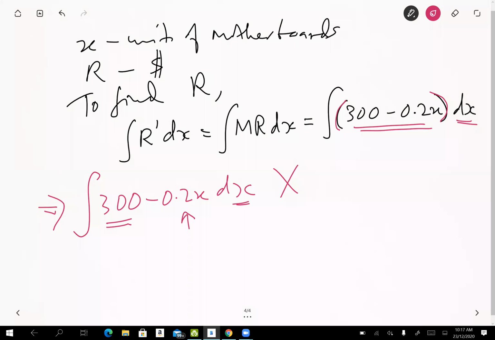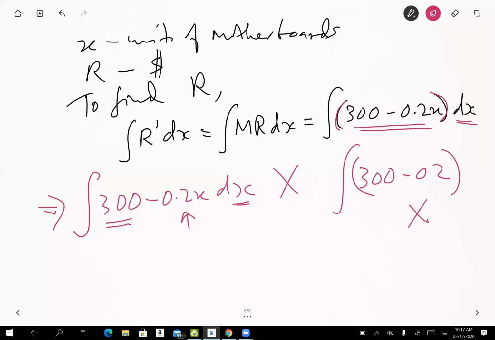Number two, sometimes we miss the dx, just like that. That is also wrong. So make sure we know the notation, the symbol, because the notation means what it is. If you miss one thing, it doesn't mean anything. I just want to highlight that because there are people who tend to make this simple mistake.